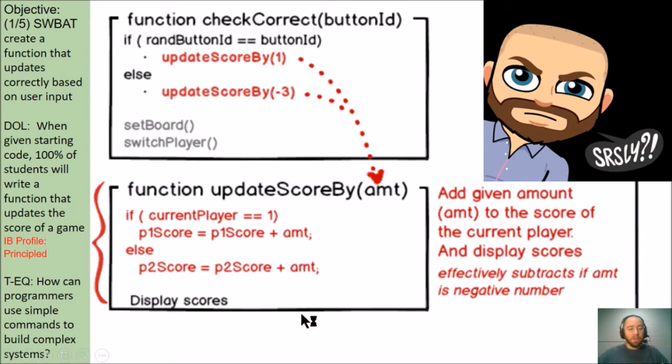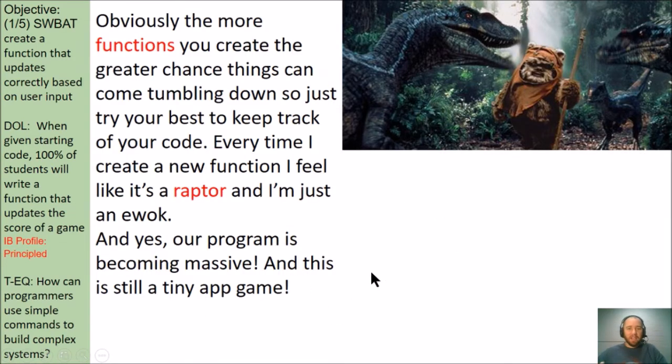And so here's the thing about functions. I told you I would be telling you functions can be really tricky and confusing. You have to keep track of them. The way I like to think about it is, every time I create a new function, I feel like it's a raptor and I'm just an Ewok walking through the forest. These raptors, man, they can really mess up your code and get you stuck. You just have to keep track of them.